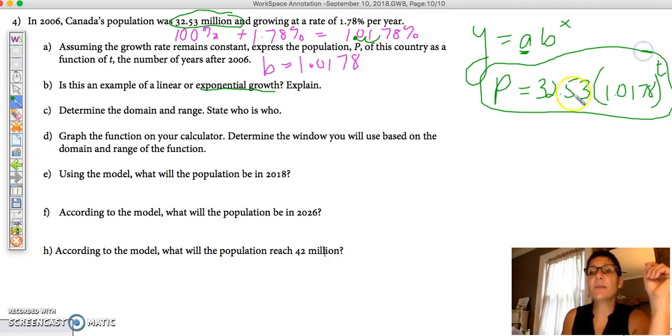In other words, the population depends upon what year it is, or what time it is. So the domain is your years, right? And your range is your population. That's what I mean by determining the domain and range. So graph the function on your calculator, determine the window you will use based on the domain and range of the function. Okay, so now that we have this in our pockets, let's march on over to our graphing calculator.